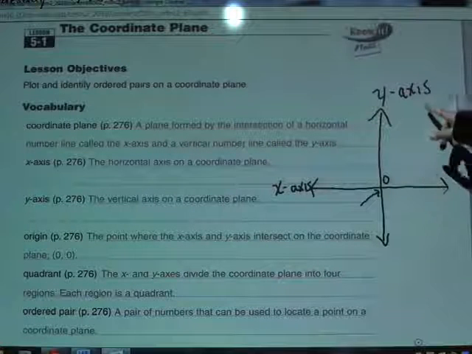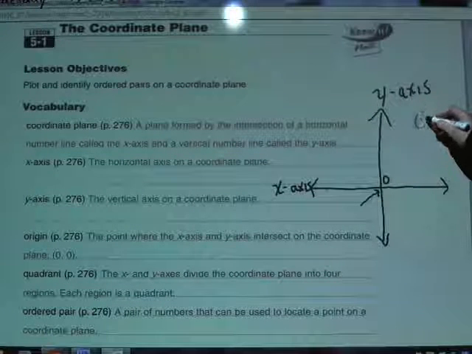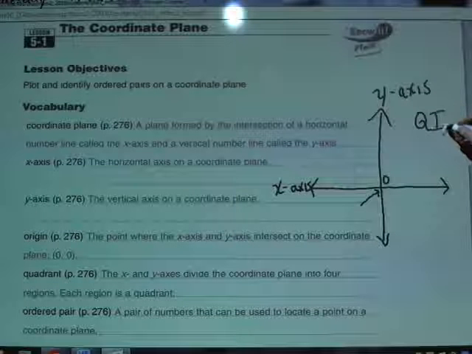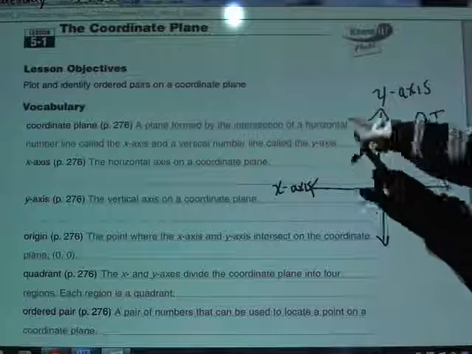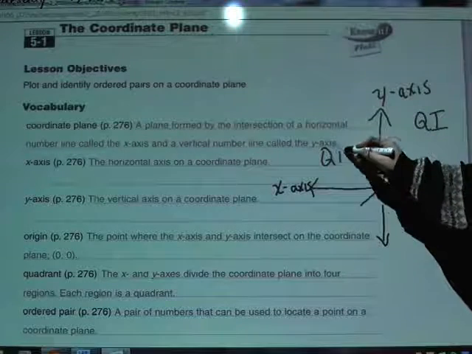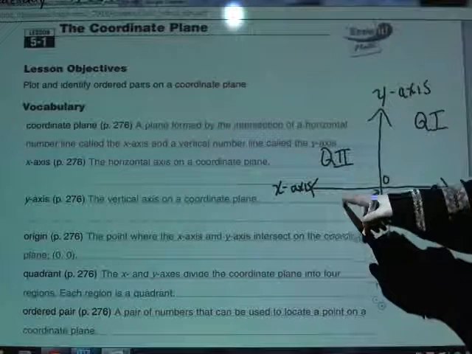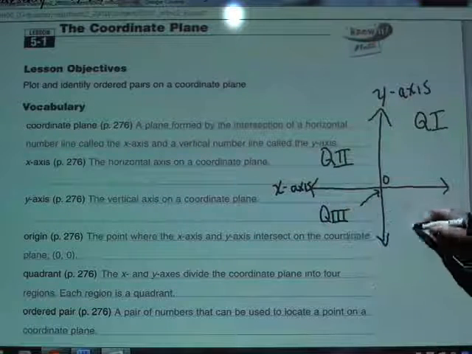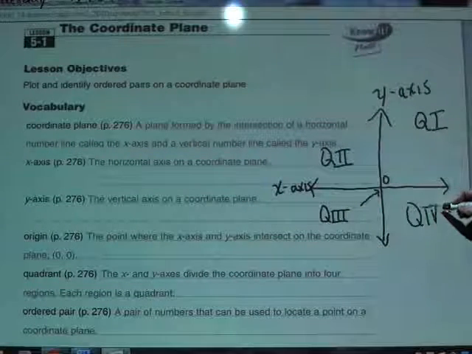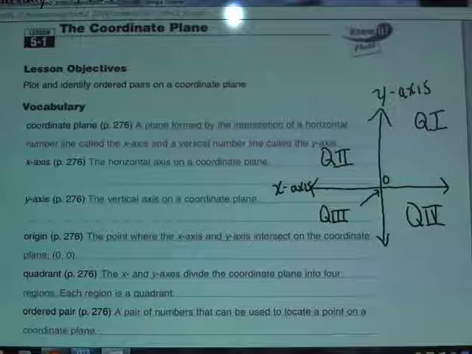This one up here is the primary quadrant. That's quadrant 1. And we name those with Roman numerals. And then the numbering goes counterclockwise. So any point up here will be said to be in quadrant 2. Any point down here will be in quadrant 3. And any point down here will end up being in quadrant 4.